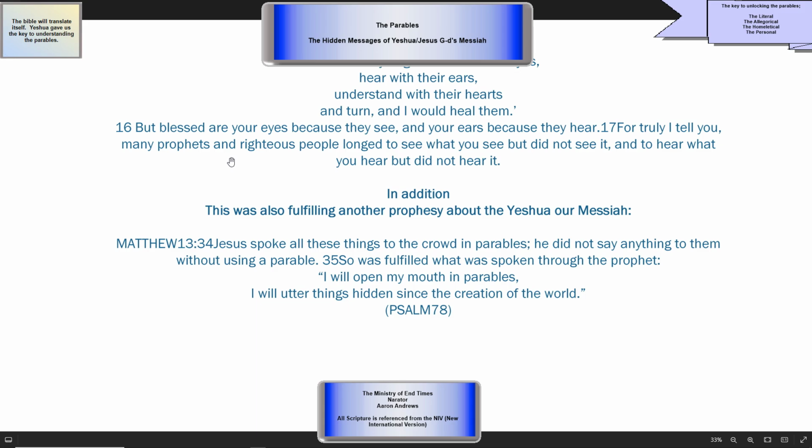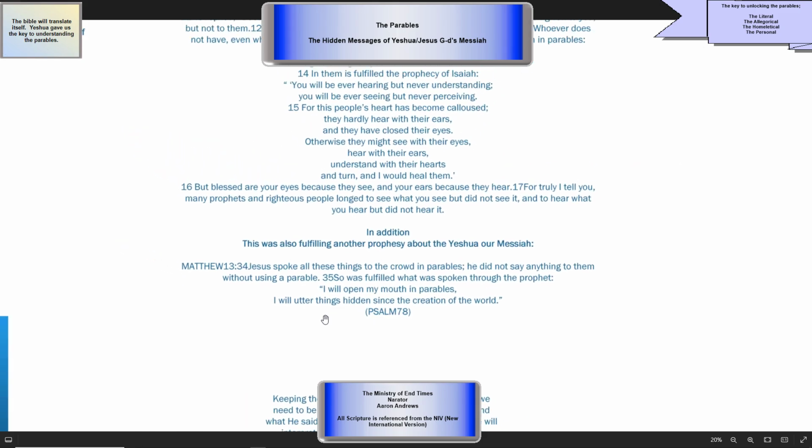There is, in addition to the Jesus teaching in these parables, also another prophecy being fulfilled about Yeshua, Jesus, our Messiah. In Matthew 13:34, Jesus spoke all these things to the crowd in parables. He did not say anything to them without using a parable. So was fulfilled what was spoken through the prophet, "I will open my mouth in parables. I will utter things hidden since the creation of the world." And that comes from Psalm 78.